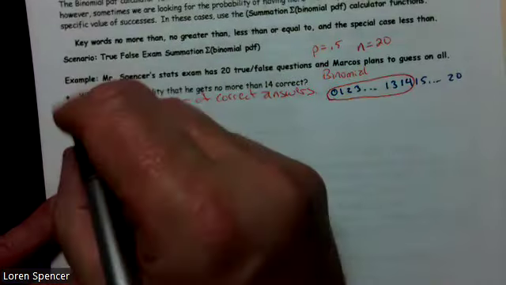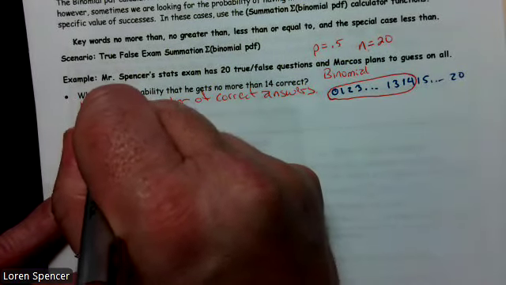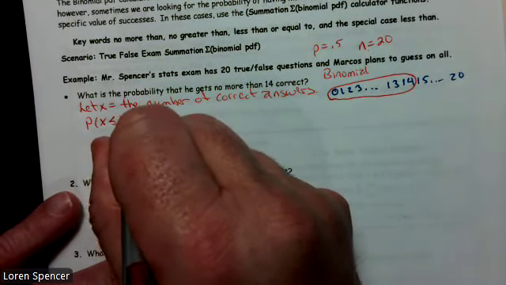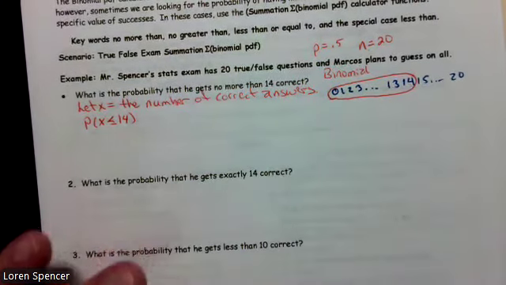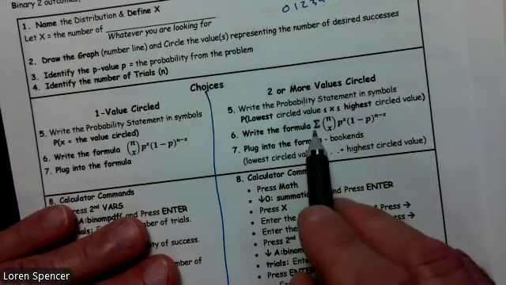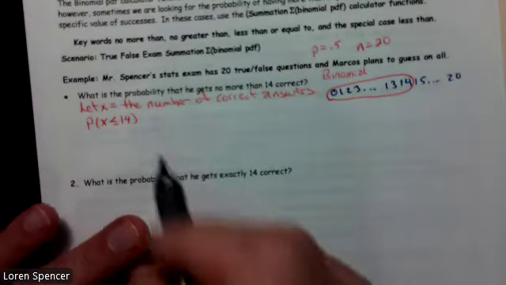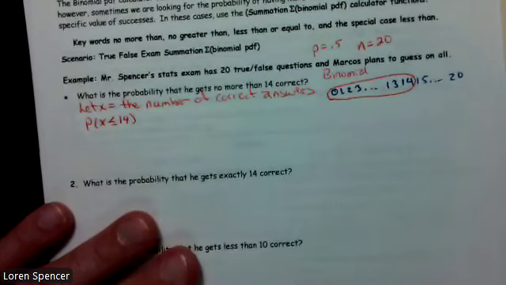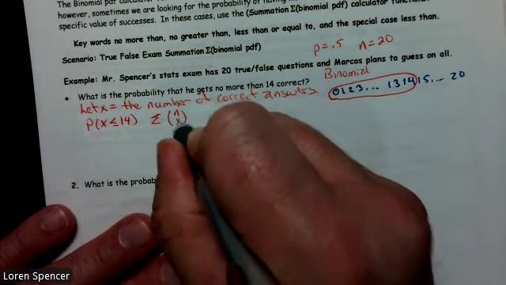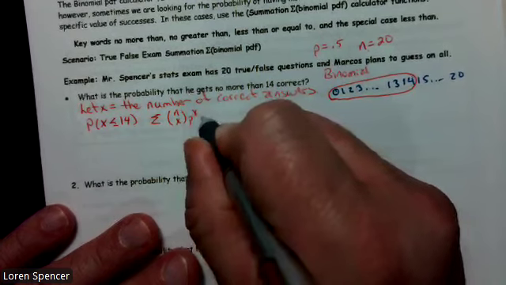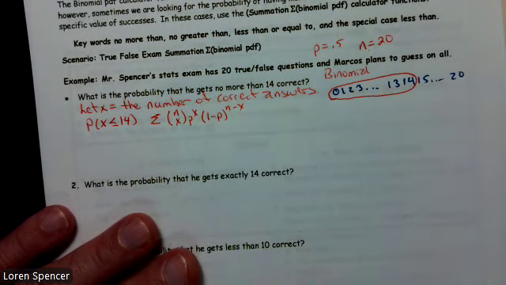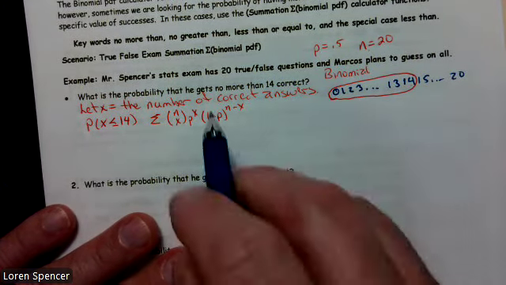My probability statement is the probability that X, which we just defined as the number of correct answers, is less than or equal to 14. The next thing I need to do is write the formula. Again, we're on the right-hand side. We have multiple values circled, so I need the summation sign. But otherwise, it's the same formula that's on your formula chart. So it's going to be the summation of n choose x, p to the x, times 1 minus p to the n minus x. That's my formula. And then the next thing I need to do is start plugging in.